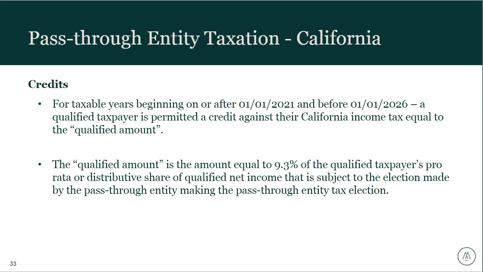And then with California, the other interesting issue that we're waiting for some clarity on is that California has said so far that the PTE credit does not reduce tax below the tentative minimum tax, which means there is exposure to the California AMT, Alternative Minimum Tax, for 2021.